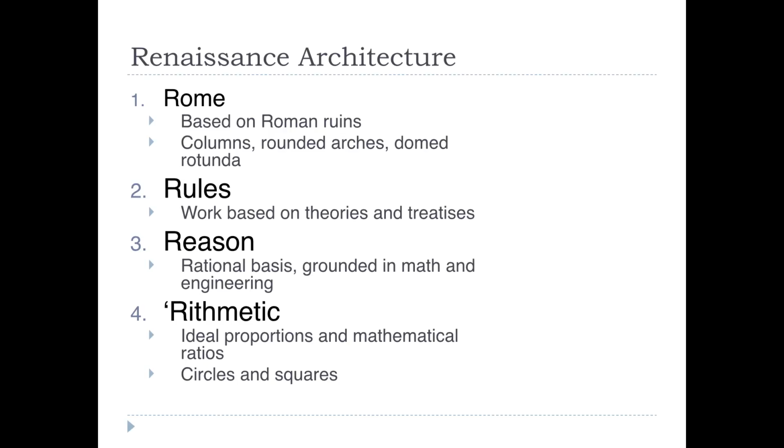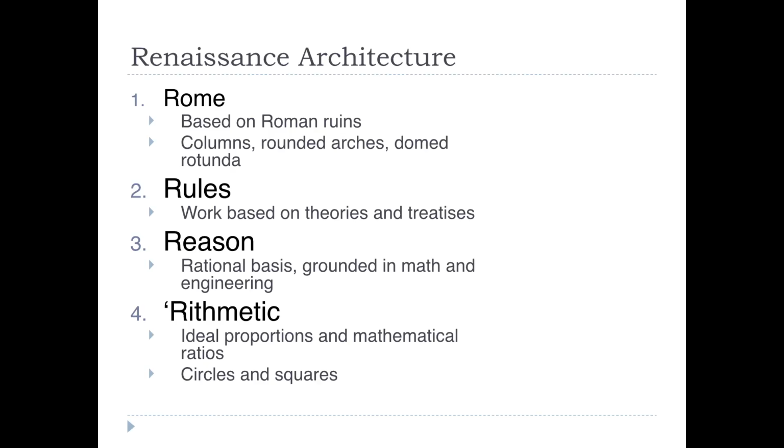Rome itself was based on the Roman ruins. You had columns and rounded arches and the domed rotundas, much like we'll see a classic example of a dome here in just a minute. And then rules, they had really hard and fast rules on how things were to be built, on theories and treatises, which, if you think about the last two, they all kind of go hand in hand. The reason or the rational basis for it is all grounded in math and engineering. The structures are sound. If you can visit them today, they hold up.